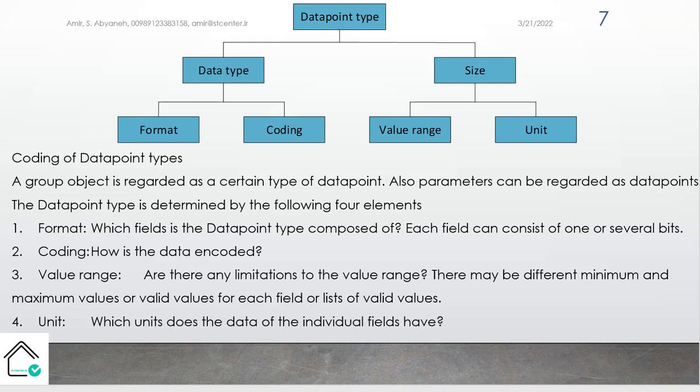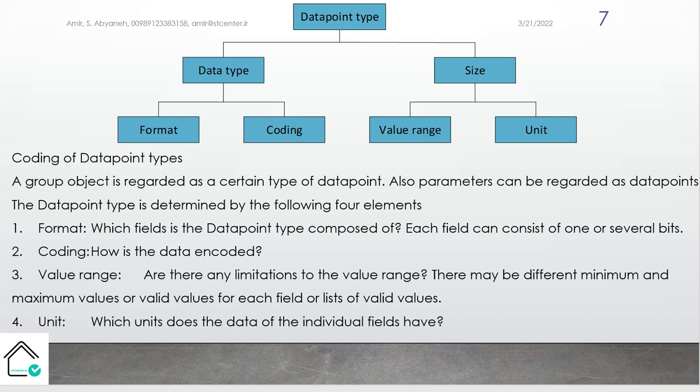Okay, so remember that if we want, for example, to use the relative dimming, every manufacturer provides the 4 bits of useful data. Okay, so the format is provided. Coding, how is the data coded? Okay, so the coding is important and it's standardized. Value range, are there any limitations to the value range? There may be different minimum and maximum values or valid values for each field or a list of valid values. So the minimum and maximum are standardized for the data type.